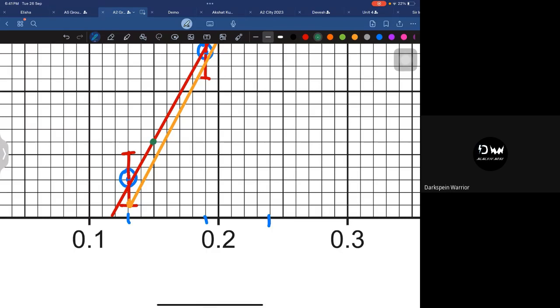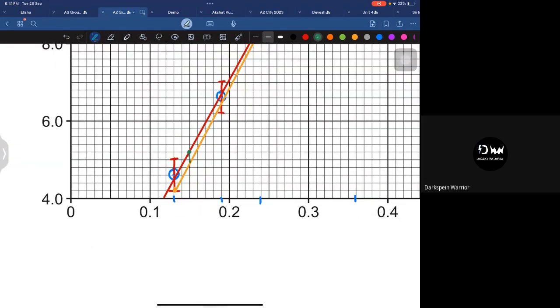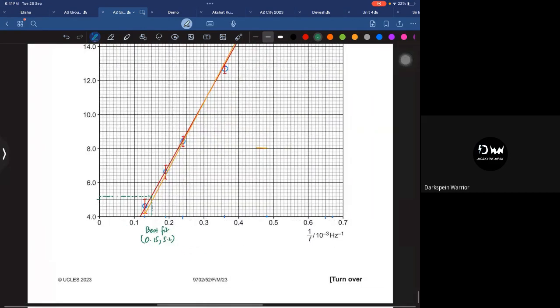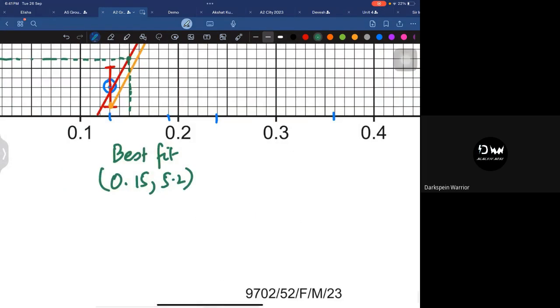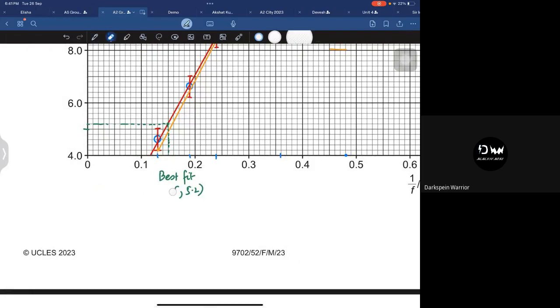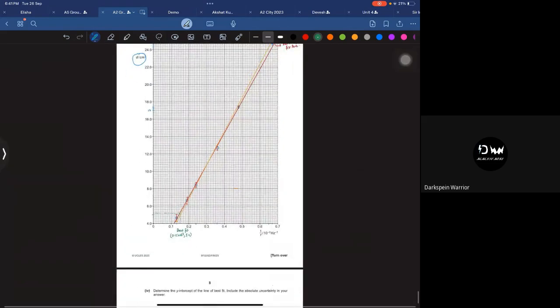So this is my first point. I'm going to put dotted lines here because I want the examiner to know that I'm helping them get this. So I'm going to write best fit points. The first one is 0.15, and that would be 5.2. You guys agree? Yes. Just be careful about something. This is in centimeters and this is in 10 raised to minus 3. So you also need to include that: 0.15 times 10 raised to minus 3. Don't forget about that because your answer would be different.